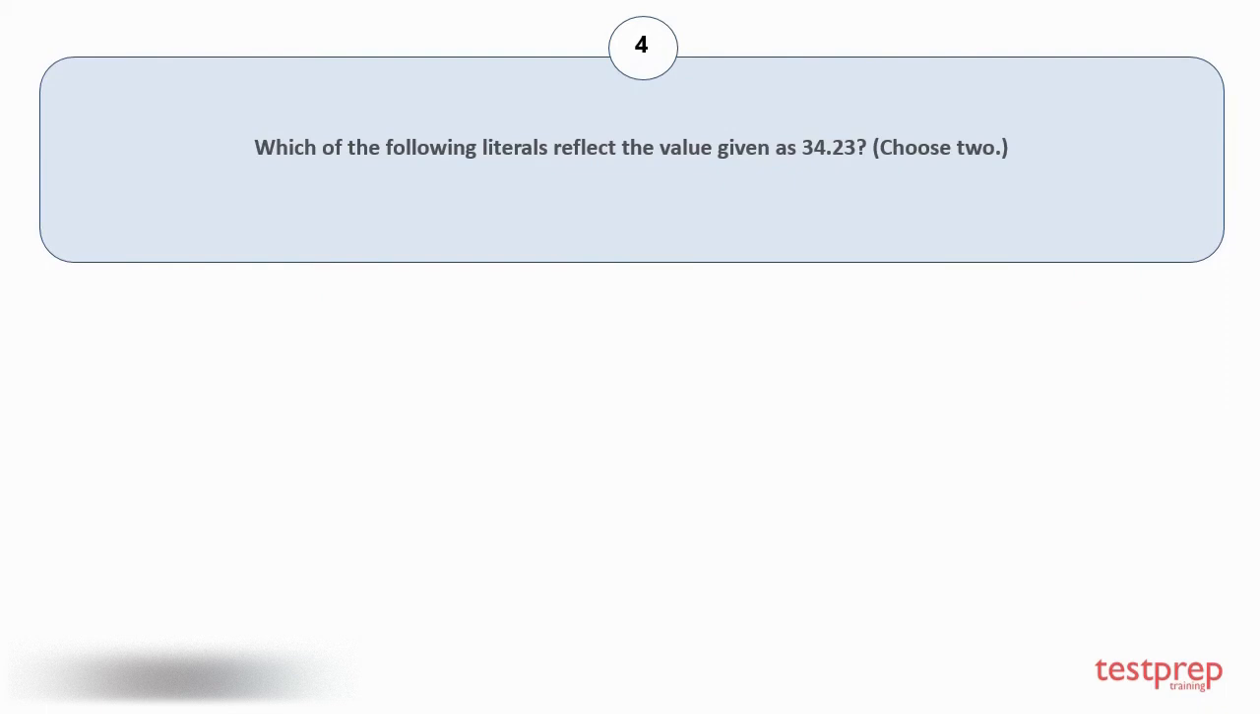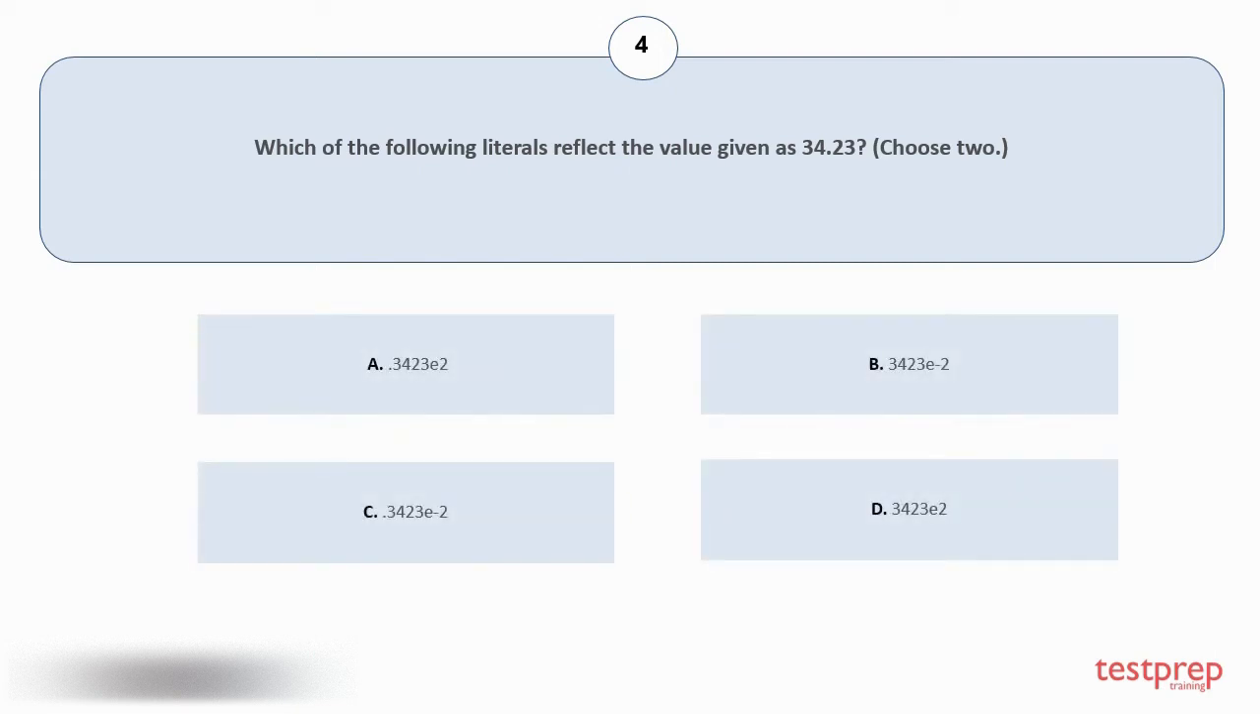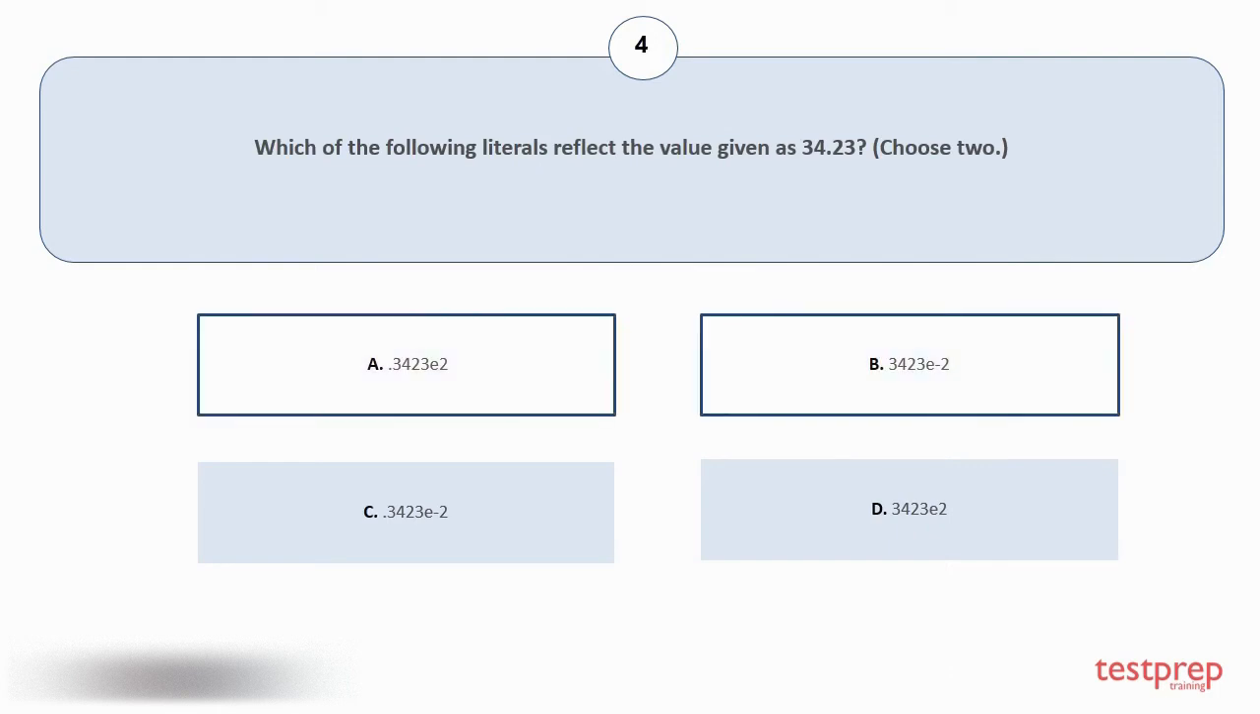Question number 4, which of the following literals reflect the value given as 34.23? Choose 2. Your options are. A. 3423e2. B. 3423e-2. C. 3423e-2. D. 3423e2. The correct options are, option A, and B.